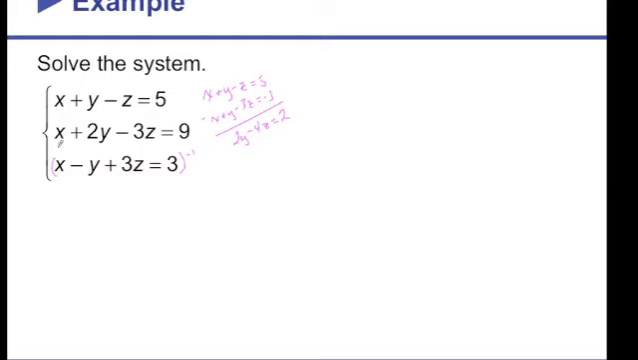Now let's take the second equation, x plus 2y minus 3z equals 9, and take this bottom equation times -1 again. So negative x plus y minus 3z equals -3. The x's go out, and I end up with 3y minus 6z equals 6.